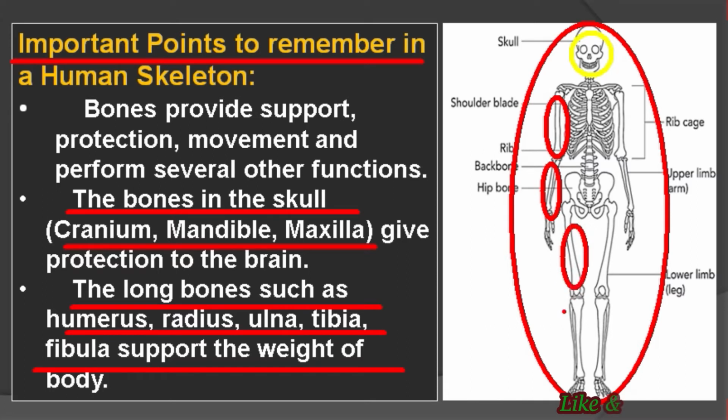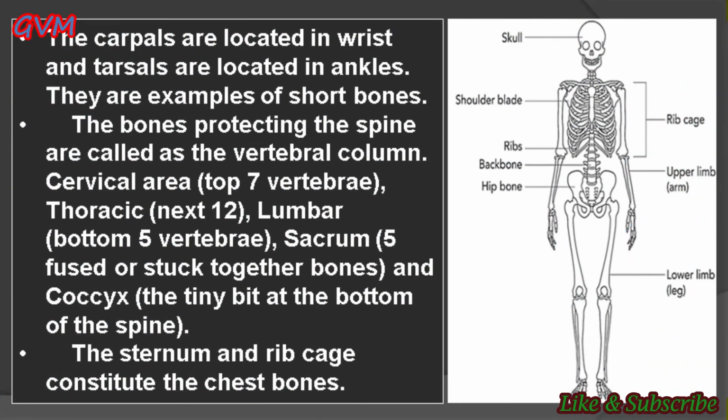Now students, like the lower arm of our body, there are two bones present in our lower limbs just below the knee. And students, these bones are known as tibia and fibula. And students, these bones, that is to say the bones of the limbs, help to support the weight of our body. Now students, the carpals are located in the wrist and the tarsals are located in the ankles. And students, they are examples of short bones.